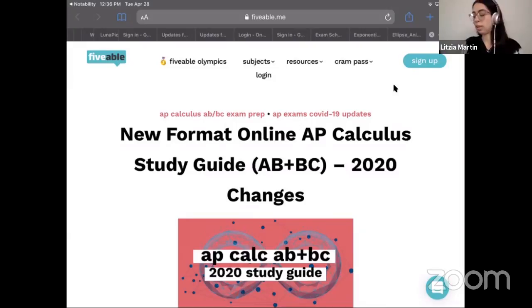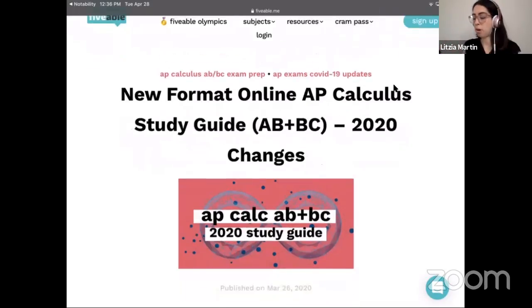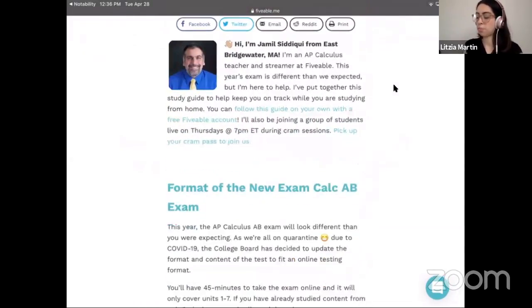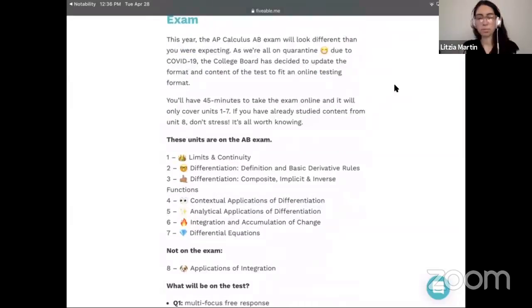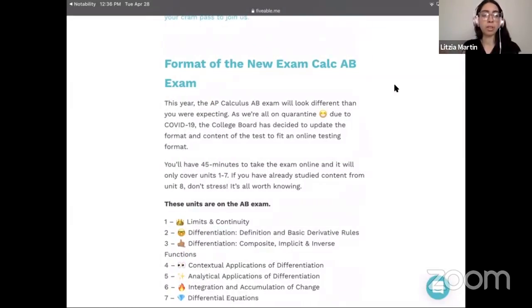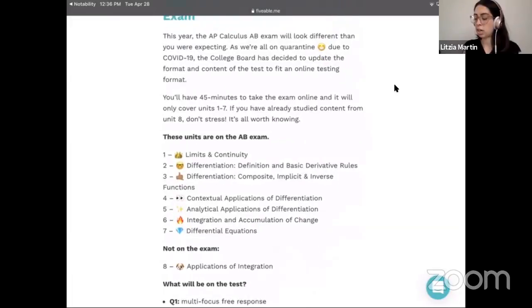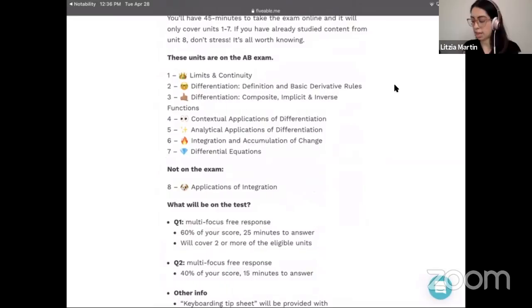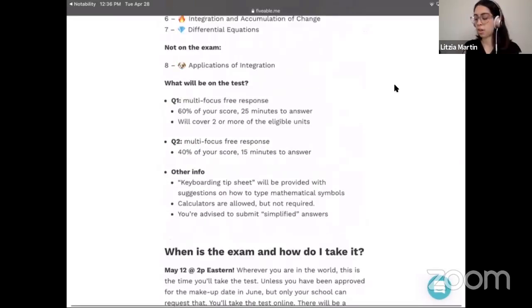I find it really helpful the way that they have structured this as a study guide. I was going to try and put together a study guide, but I really like how this is set up for you already. And so I've shared this with you. It has the explanation of the exam at the very beginning here, the different units that are being covered, and what is not being covered, and what will be on the test and all that sort of stuff.